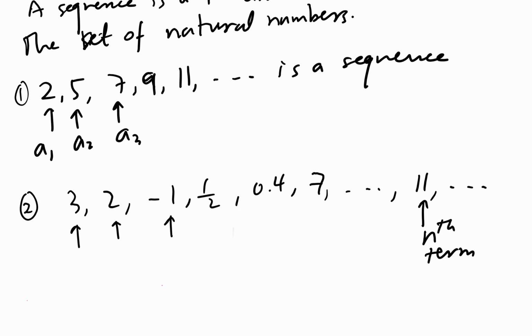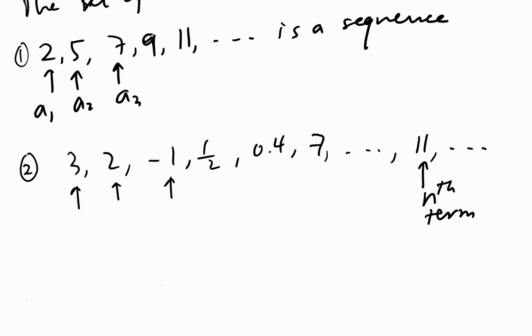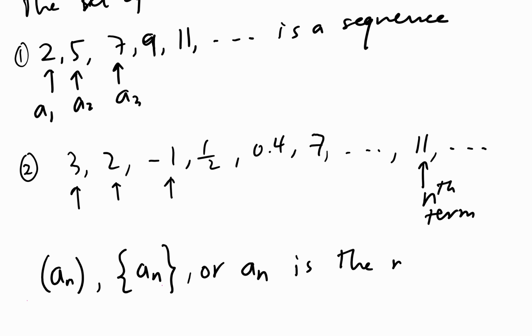When we work with sequences, for the notation, some people might write parentheses like this, or some people might use braces, or simply just a sub n, which is called the nth term of the sequence.